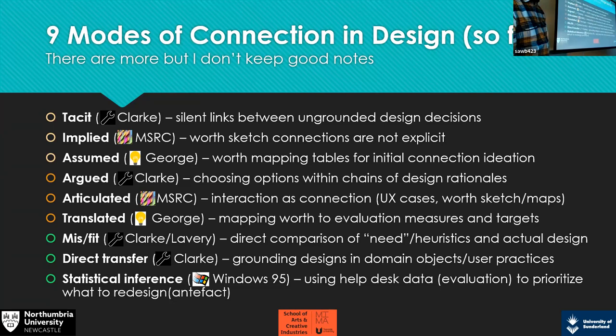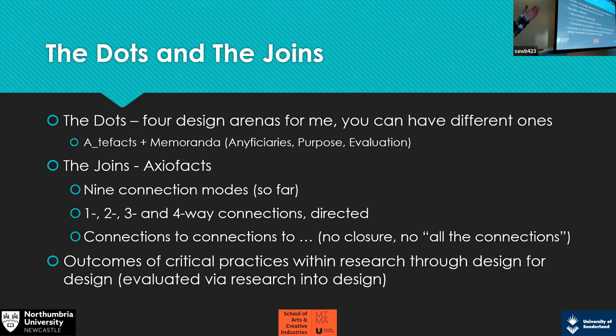So wrapping up now, the dots and the joins. I like working with the four design arenas from John Heskett, but you can have any you want. There will always be an artifact there. So this thing about user-centered design, the only center in design is design, period. Everything else is memoranda. It's things to be considered, things you can consider. But if there's no artifact there, you are not designing, period. And you're not doing design ethnography either. You're doing ethnography. And then beneficiaries, purpose.